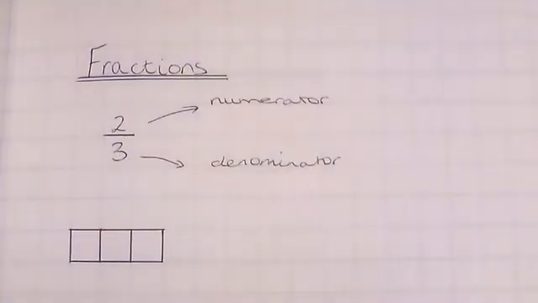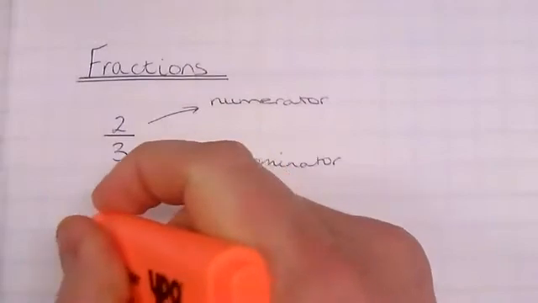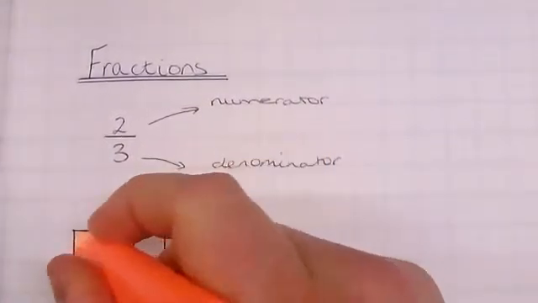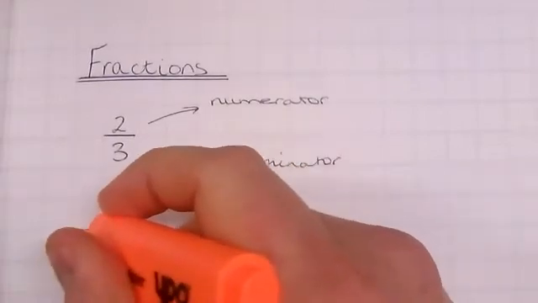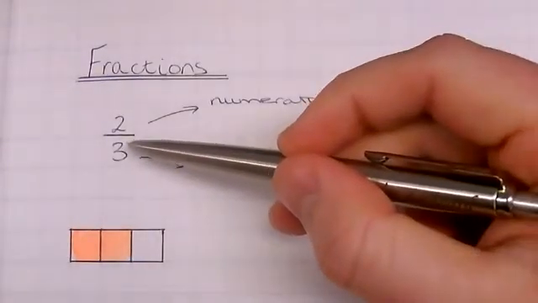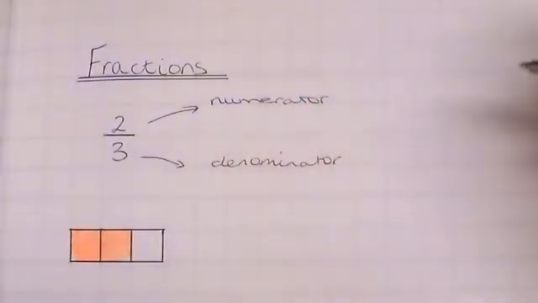So if we look at what that looks like when we shade, it would be having those 2 boxes shaded, 2 parts out of the 3. That's like saying I've had 2 pieces of chocolate from my chocolate bar that had 3 pieces. So that is the equivalent of 2/3.